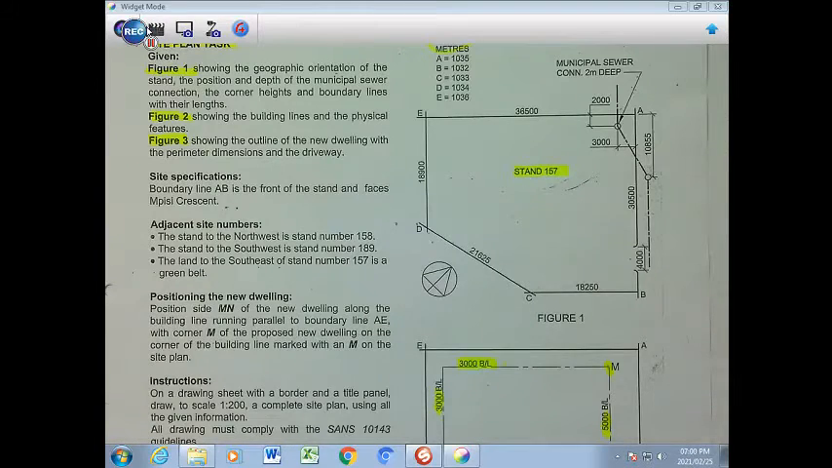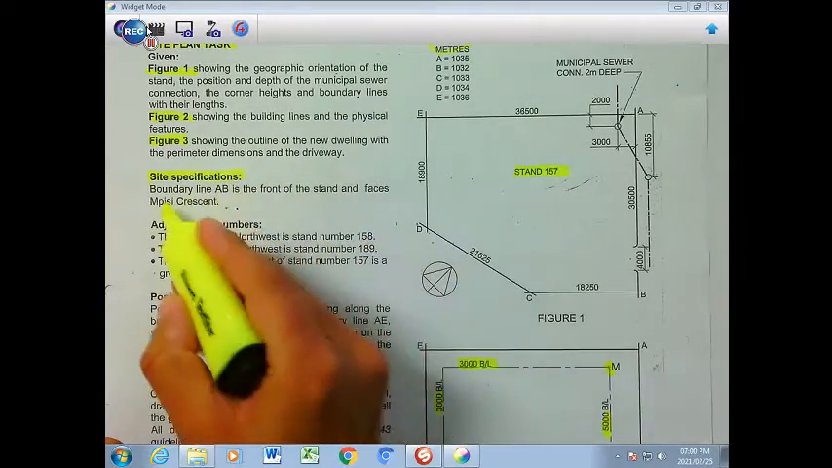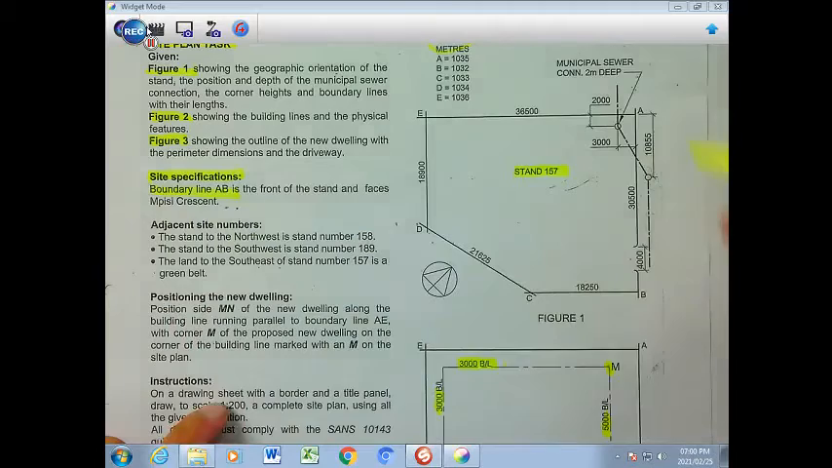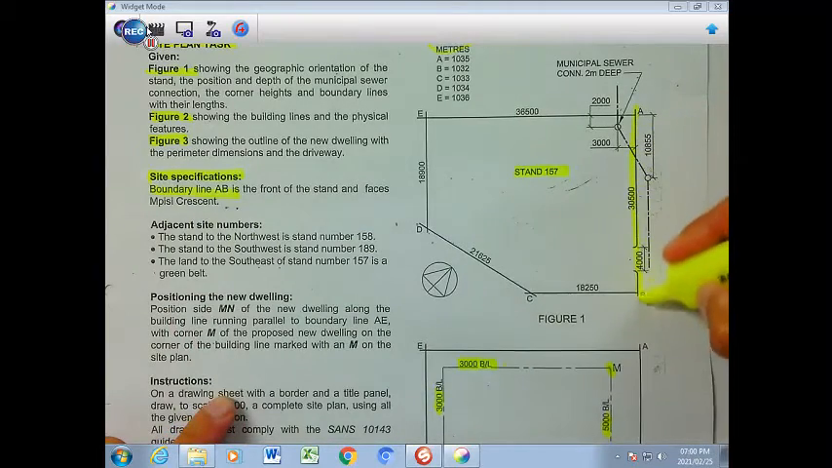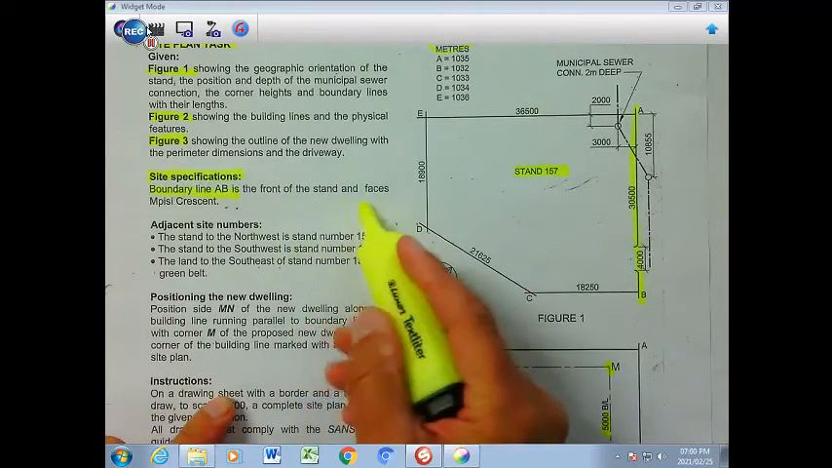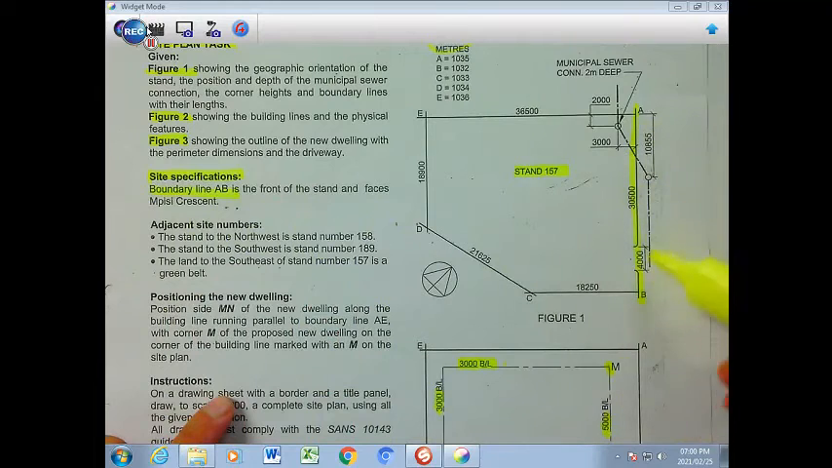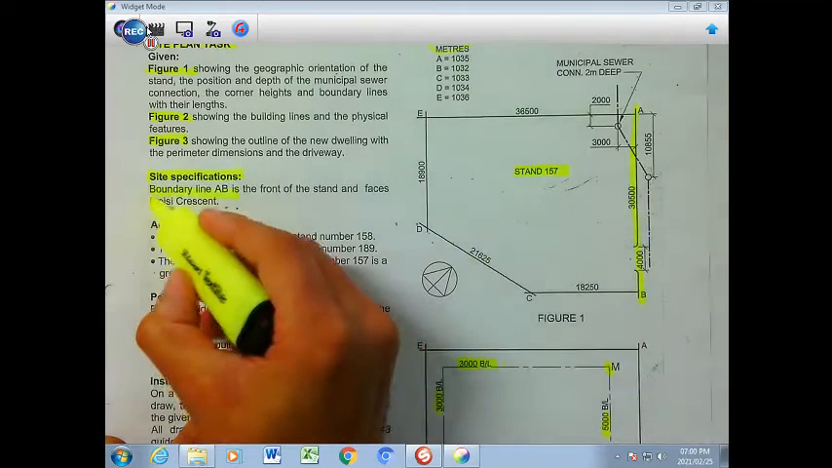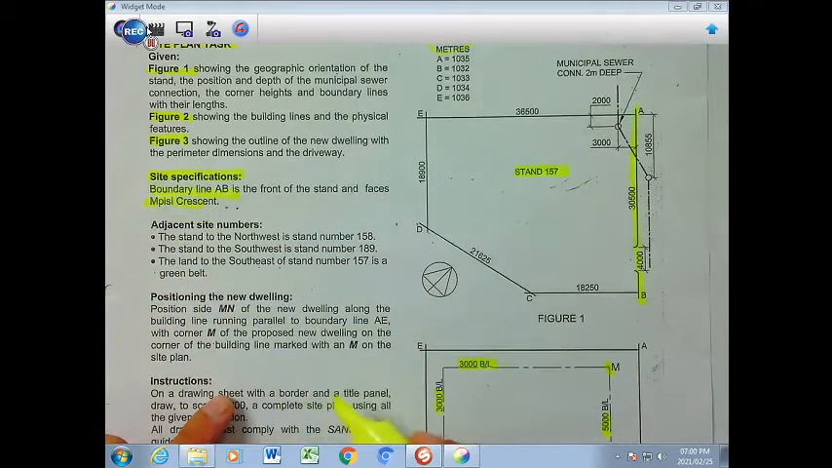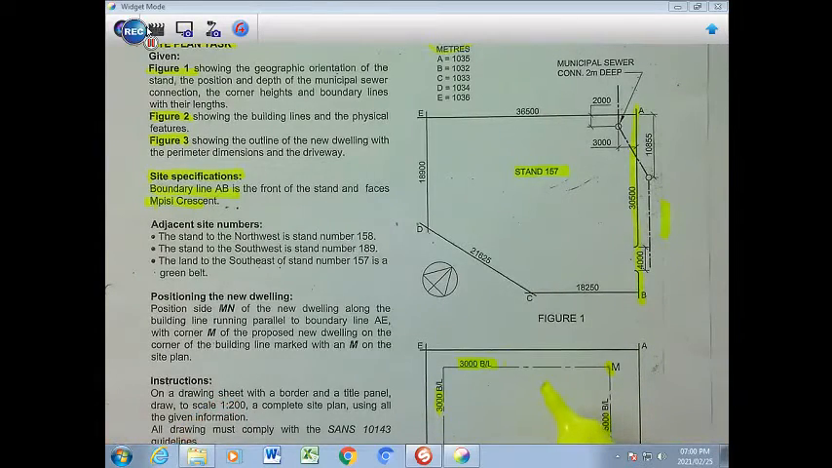There are some other site specifications. For example, the boundary line AB, which we would find right here, is in front of the stand. So this is the front part. That municipal hole is in the road, and that road's name is PC Road. So we need to label that here when we actually do this drawing on the single page.